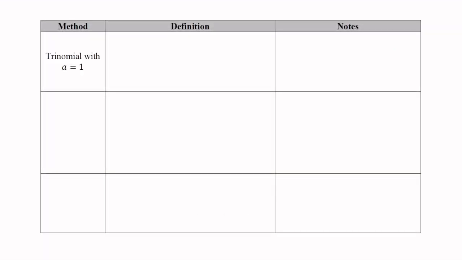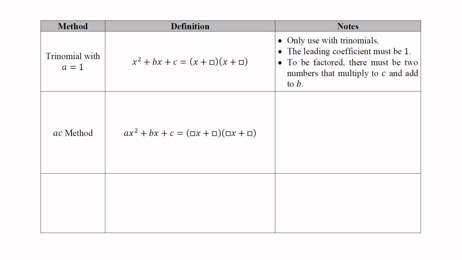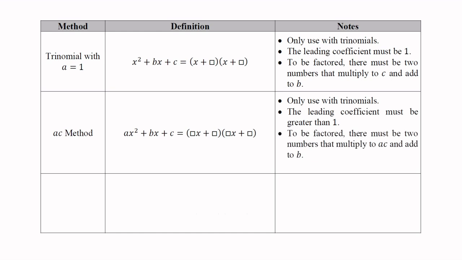A trinomial with a equals 1, you're going to be using that with trinomials. The leading coefficient must be 1, and to be factored, there must be 2 numbers that multiply to c and add to b. The AC method is used when you have trinomials with a leading coefficient greater than 1. To be factored, there must be 2 numbers that multiply to AC and add to b.